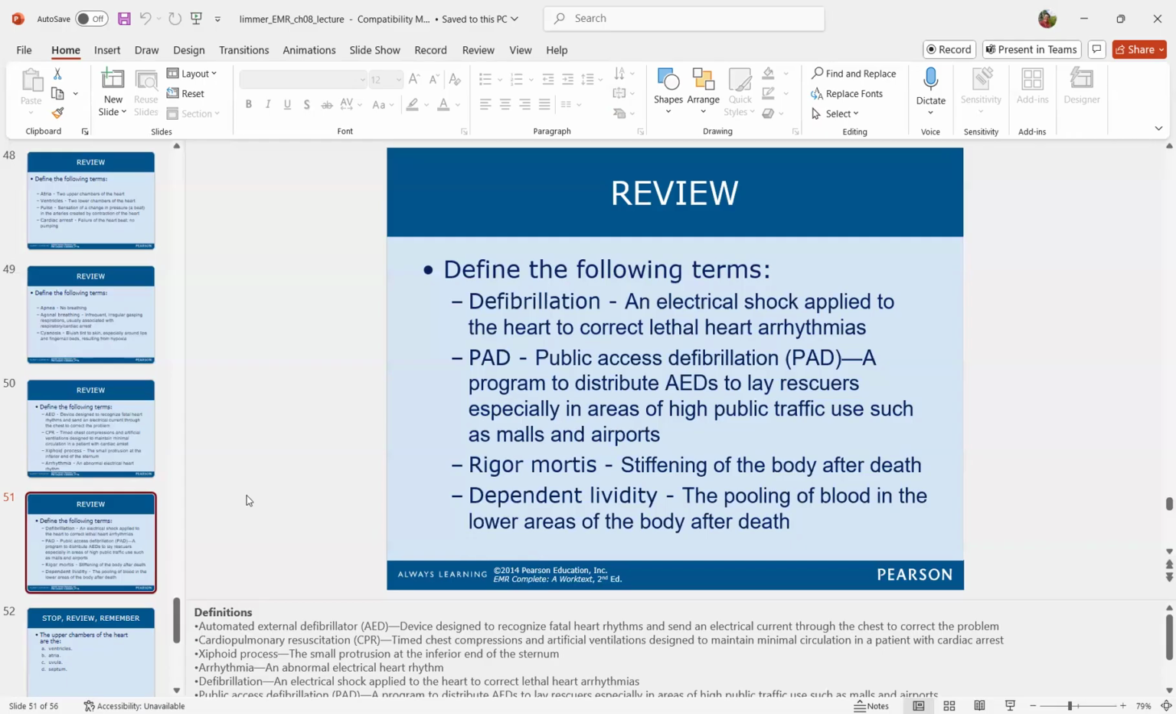Rigor mortis is a stiffening of the body after death, usually starting in the joints, like the fingers and the jaw. Dependent lividity is the pooling of blood in the lower area of the body after death. So again, if you see those, we're not going to start compressions.